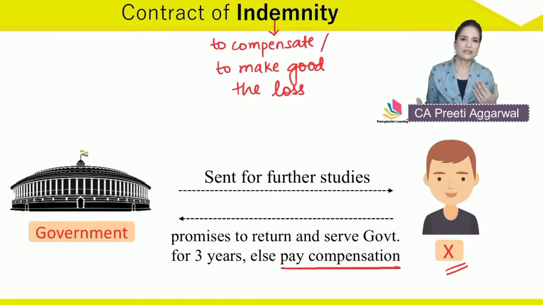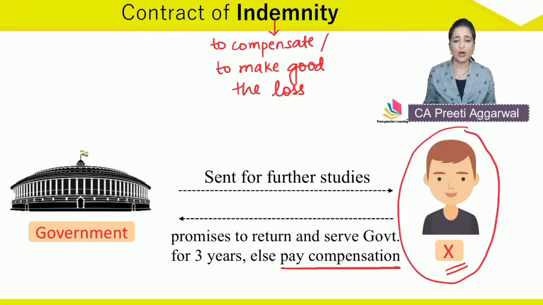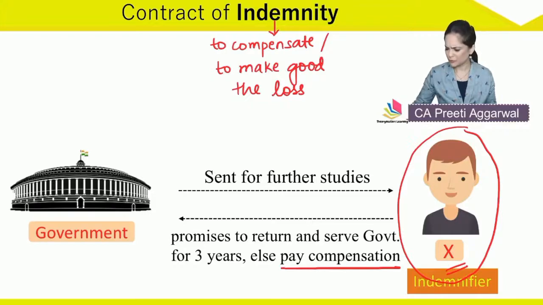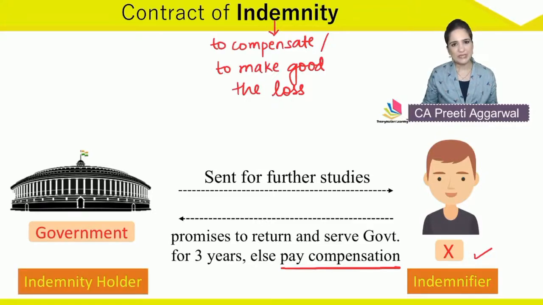Now going one step further, the person who promises to compensate or the person who promises to make good the loss is known as the indemnifier. What do we call him? He is known as the indemnifier. I'll just clear this so that you can read the word clearly. The person who promises to compensate is known as the indemnifier. And the person whose loss is made good, the one whom we compensate, is known as the indemnity holder.